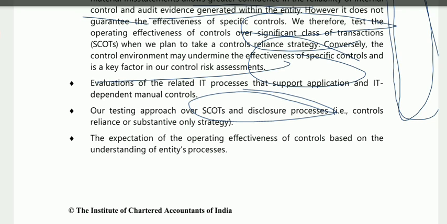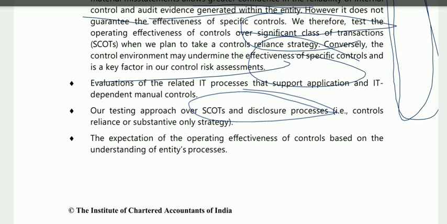Then after that, expectation of the operating effectiveness of controls based on understanding of the entity's process. So that means the expectation on the operating effectiveness of the controls is based on understanding of the entity's process. That means you as an auditor understood what is the procedure followed by the entity, and then you will decide whether you should rely on the controls placed by them or not.